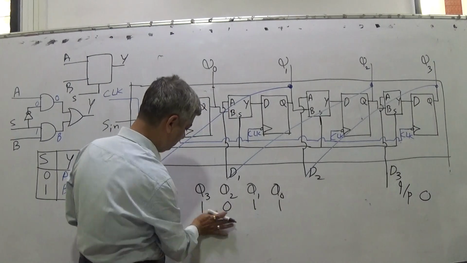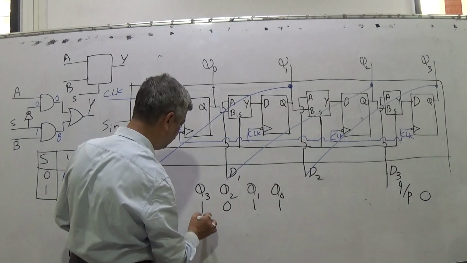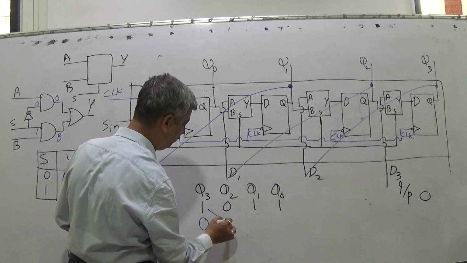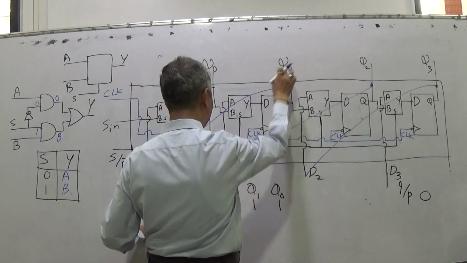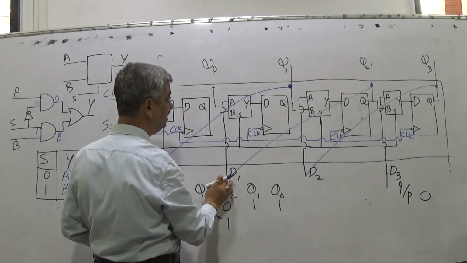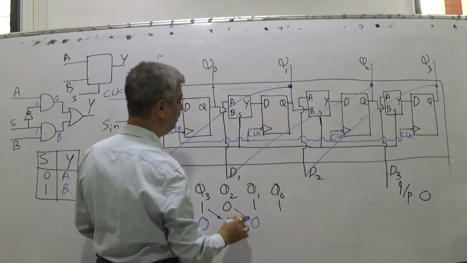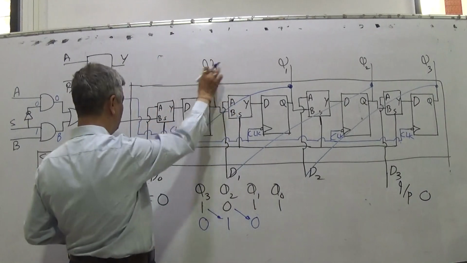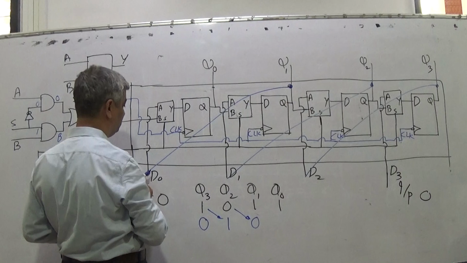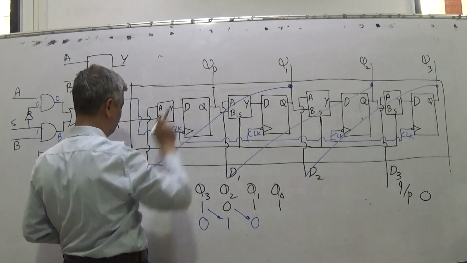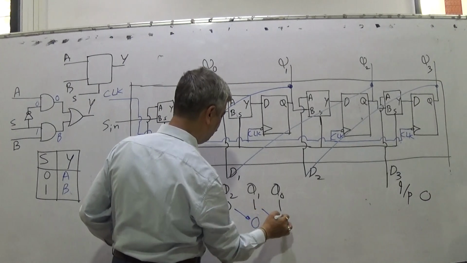This Q3, I will draw it with another color pen. So this new input is 0. This Q3 would be transferred to Q2. What will be Q1? Q1 will be D1. What is D1? D1 is old Q2. So old Q2 will be transferred as 0. What is Q0? Q0 is D0. Means when clock comes, D0 is supposed to get transferred to Q0. What is D0? D0 is old Q1. So old Q1 is 1.